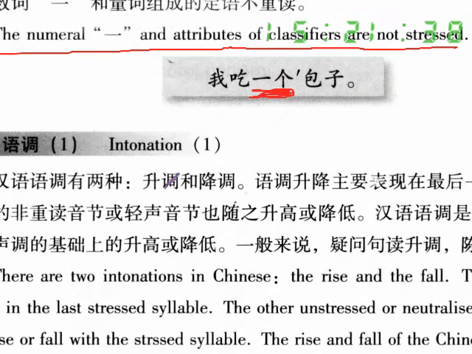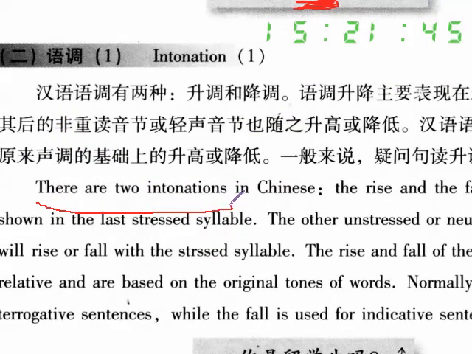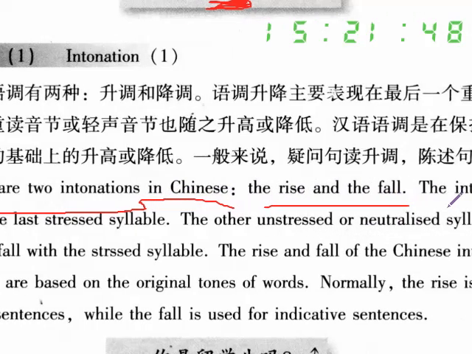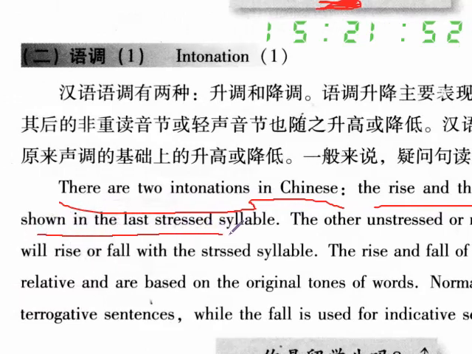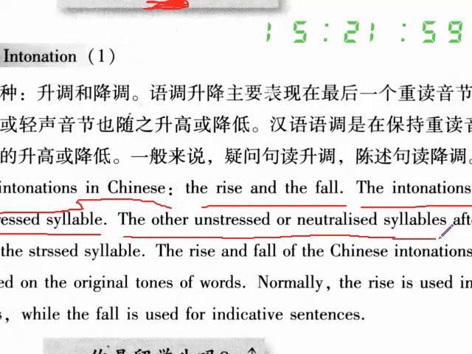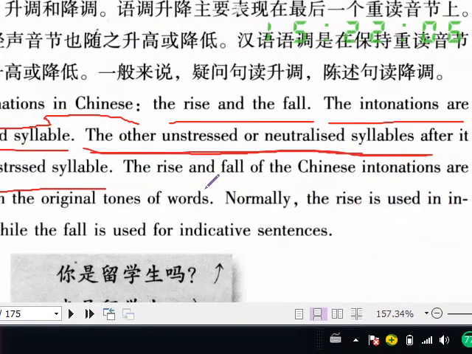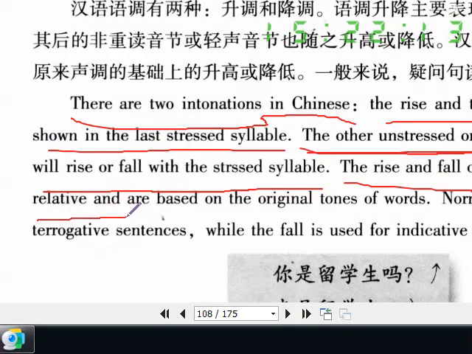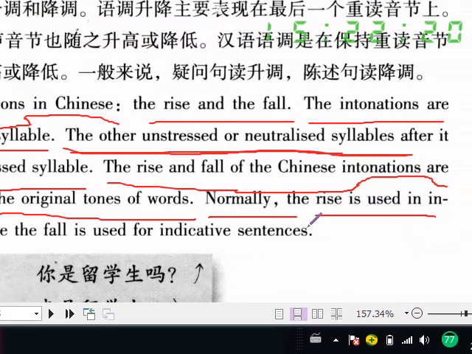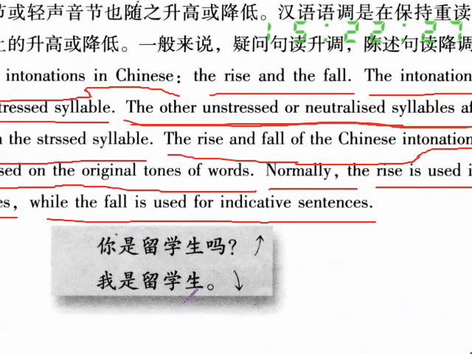I think stress in the Chinese language is not important. There are two intonations in Chinese, the rise and the fall. Intonations are shown in the last three syllables. The other unstressed or neutralized syllables after it will rise or fall with the stressed syllable. The rise and the fall are relative and are based on the original tones of the words. Normally, the rise is used in interrogative sentences. The fall is used in declarative sentences. Just say it like English.